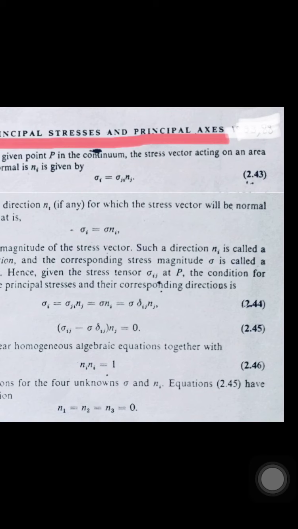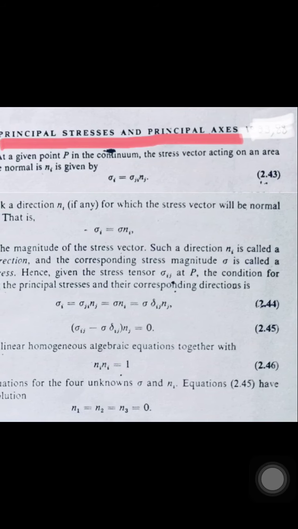So here n1 square plus n2 square plus n3 square is equal to 1, which can be written as n_i n_i equals 1. So what we are getting: 3 equations by 2.45 and 1 equation n_i n_i equals 1, 2.46. So we are getting 4 equations with 4 unknowns. What are the 4 unknowns? Sigma and n_i, i varying from 1 to 3. So total 4 unknowns, and we have 4 equations, so we can find the value of the 4 unknowns from the 4 equations.